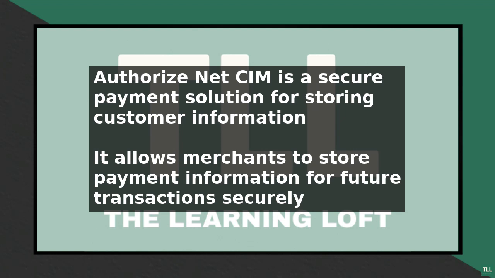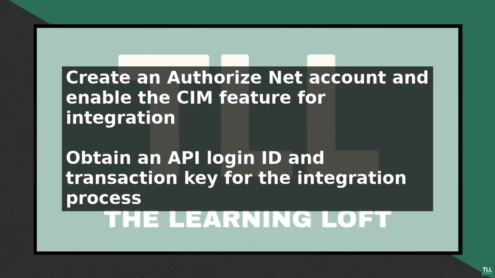First, you need to create an Authorize.Net account and enable the CIM feature. This will provide you with an API login ID and transaction key, which are required for integration. Next, choose the programming language you will use for integration, such as PHP, Java, or Python. Authorize.Net provides APIs and SDKs for various programming languages, making it easier to integrate.